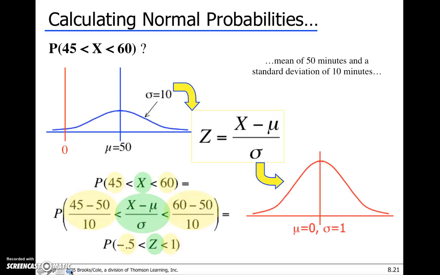The first thing we have to do is convert it to standard normal values. That is, z equals x minus mu over sigma. So the probability that x is greater than 45 and less than 60 is given by the probability we now convert into z values. 45 minus 50, the mean, over 10, the standard deviation, is less than x minus mu over sigma, which is just z.